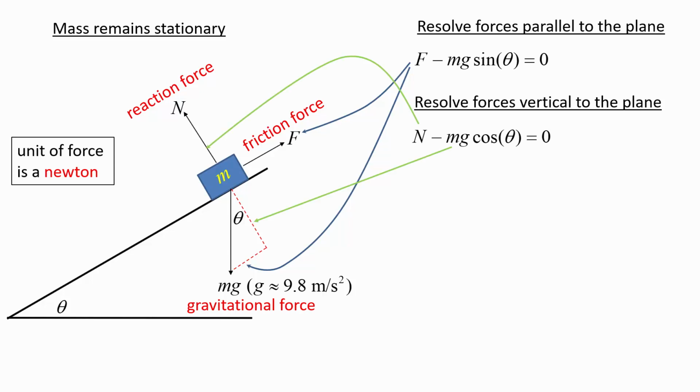Similarly, we can resolve the forces perpendicular to the plane. There they are, shown in green. And the reaction force is one of them. And opposite to that is the adjacent side of the triangle to the angle, which is mg cos theta. And of course, they are also equal and opposite, so we can write that N minus mg cos theta equals 0. Let's label those two resultant equations 1 and 2.